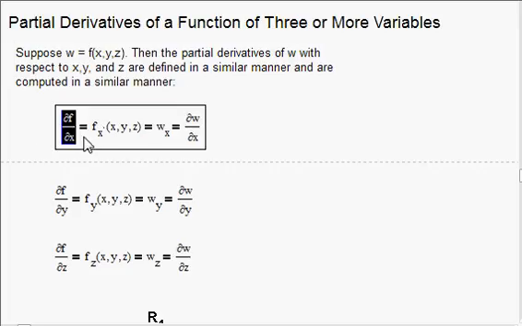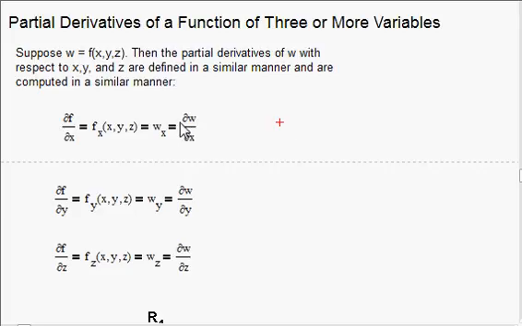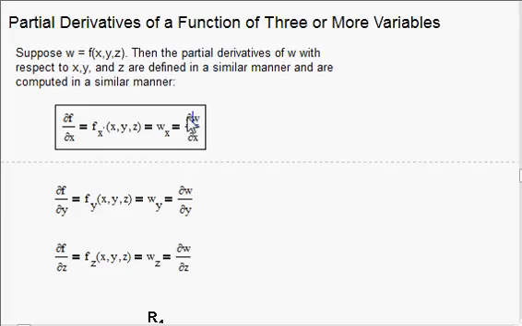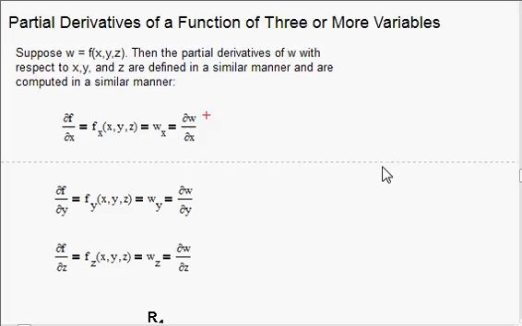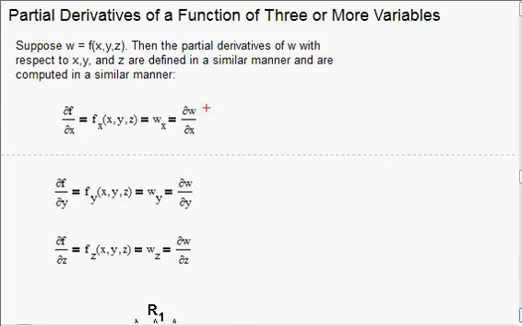And so you could say df dx equals f sub x of x, y, and z, or w sub x, which means the partial derivative of w with respect to x, or dw dx. Again, the funny looking d is the Greek letter delta for partial derivative, and they're defined just as you would expect.